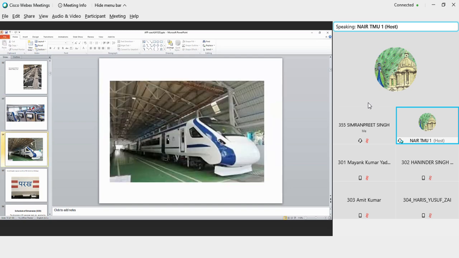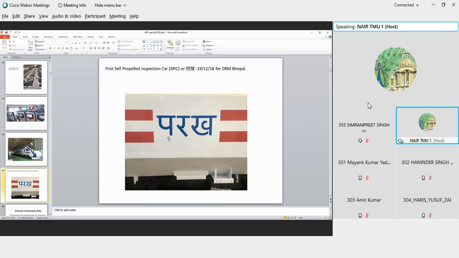This was a new design which was Train 18. Unfortunately, we could make only two, and ICF has now initiated a tender, a buy contract of another 44 train sets for Indian Railways. Now, this is a new inspection carriage. Earlier, the inspection carriages were connected to train formations, but this is a new inspection carriage which was designed in December 2018. This is a self-propelled vehicle, and it is used generally by divisional officers for carrying out inspections within the division.